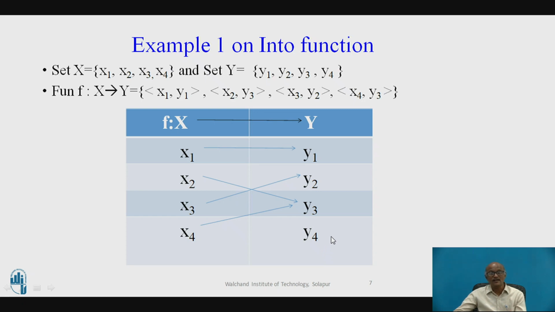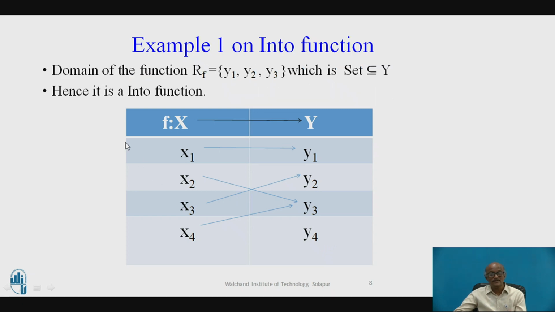Let us go to the next slide. The domain of the function is x1 to x4, as we have been given, and the range of the function is equal to y1, y2, and y3, which is definitely a subset of y. Hence, it is called an into function. Now, let us go to the next slide.